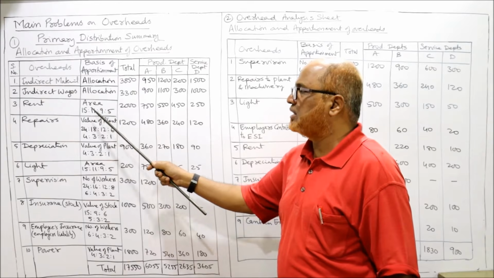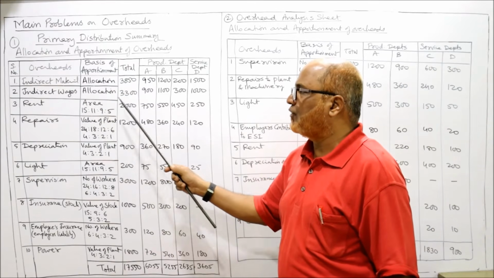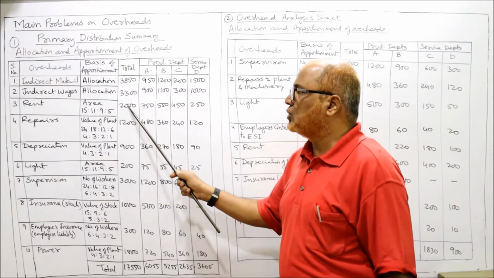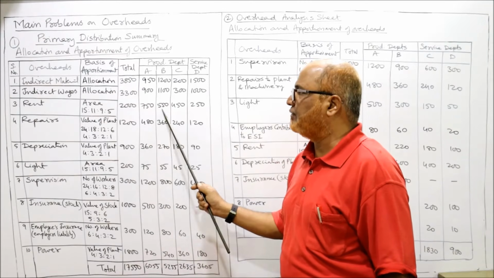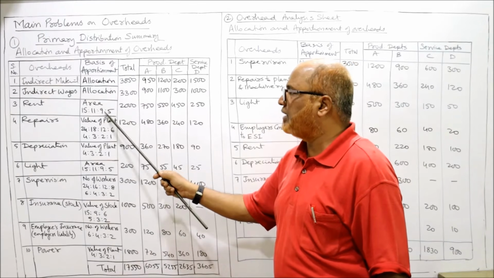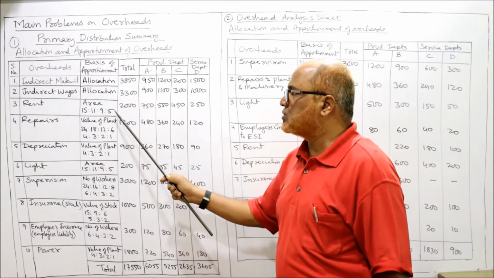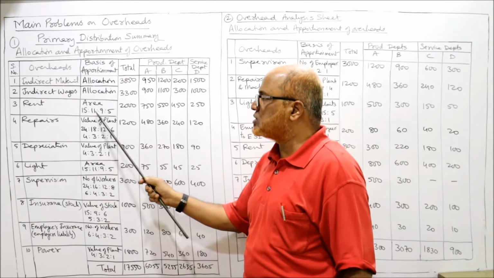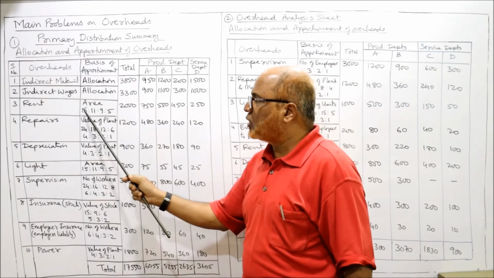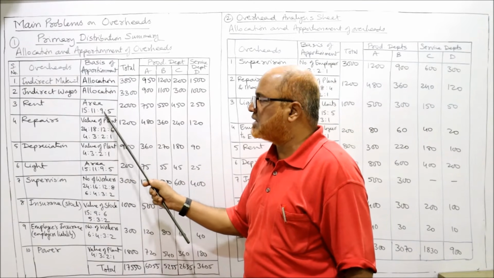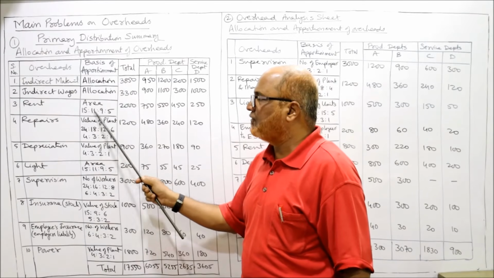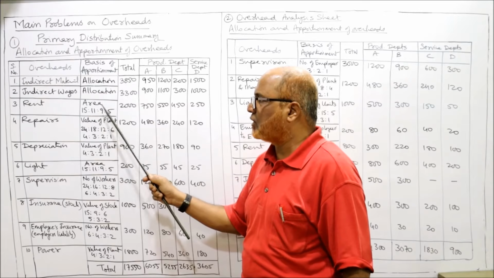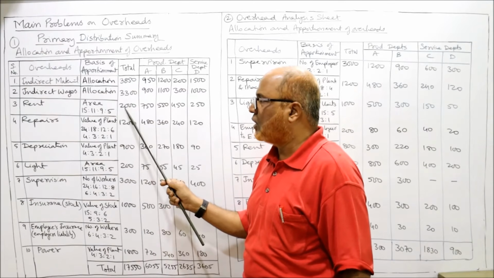15 plus 11 plus 9 plus 5: 20, 30, 40. The total comes to 40. So 2000 into 15 by 40, you will get 750. 2000 into 11 by 40, 550. 2000 into 9 by 40, 450. 2000 into 5 by 40, 250. We are apportioning 2000 in this ratio: 15 by 40, 11 by 40, 9 by 40, 5 by 40 of 2000.